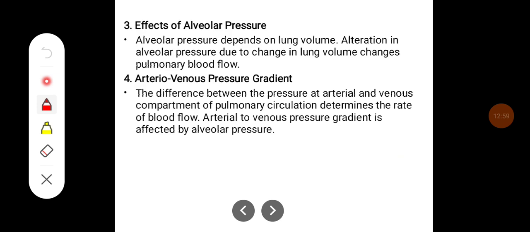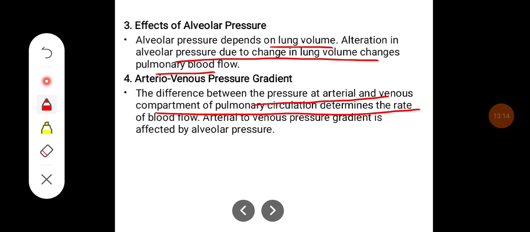Effect of alveolar pressure. Alveolar pressure depends on the lung volume. Alteration in the alveolar pressure due to the change in the lung volume changes pulmonary blood flow. Then the difference between the pressure at arterial and venous compartment of the pulmonary circulation determines the rate of blood flow. The arterial to venous pressure gradient is affected by alveolar pressure.